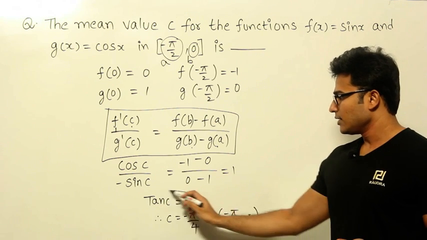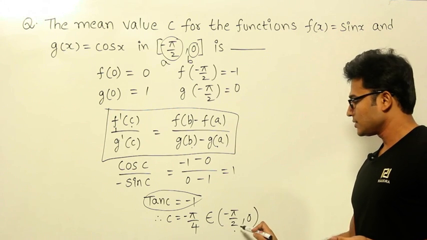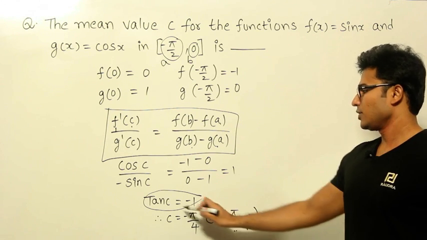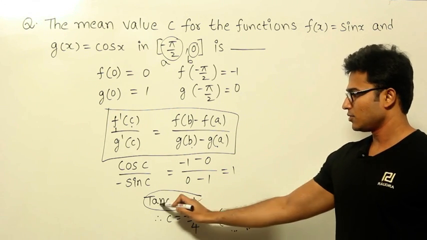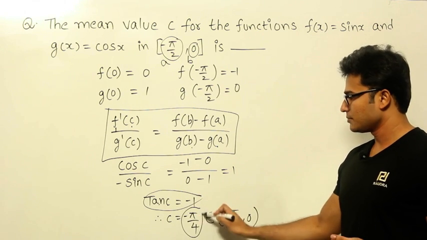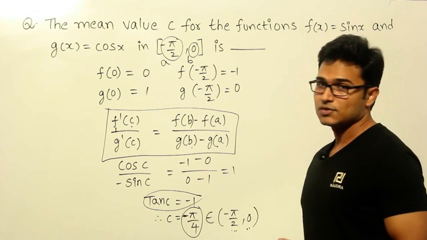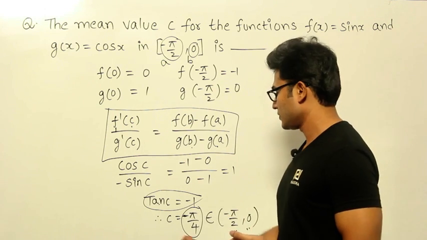So which means in the range minus pi by 2 to 0, what is the value of C for which we are going to get tan C equal to minus 1? There is only one value, which is minus pi by 4. Therefore, the mean value here in this case is going to be minus pi by 4. Got it? Okay.